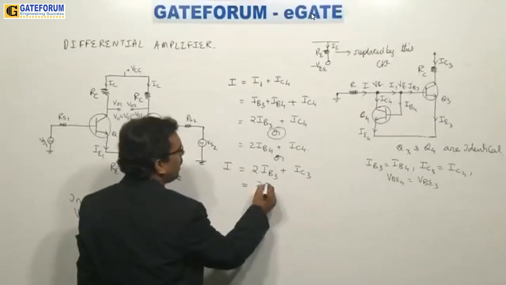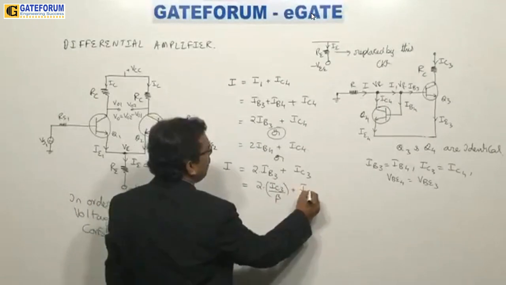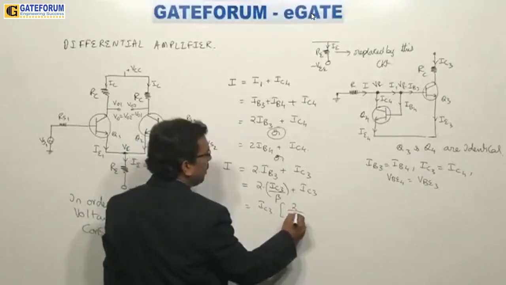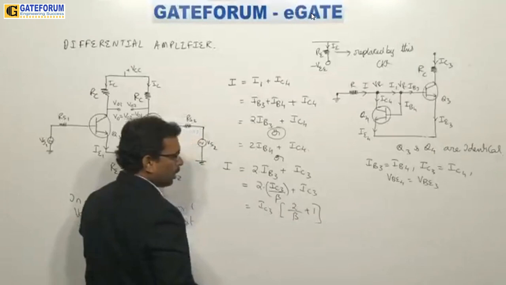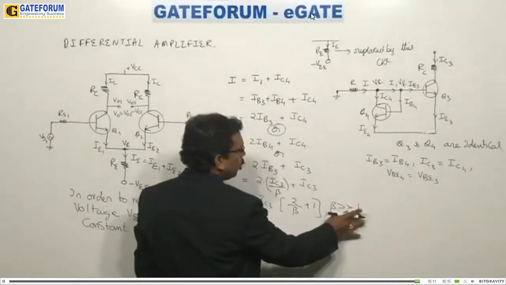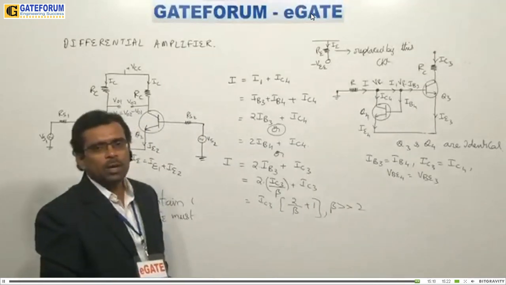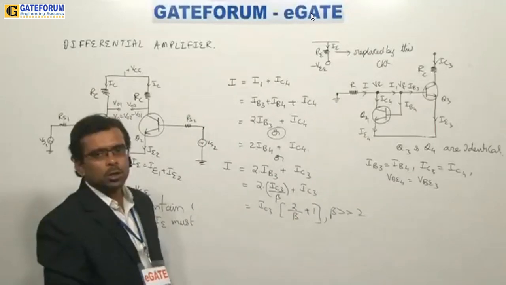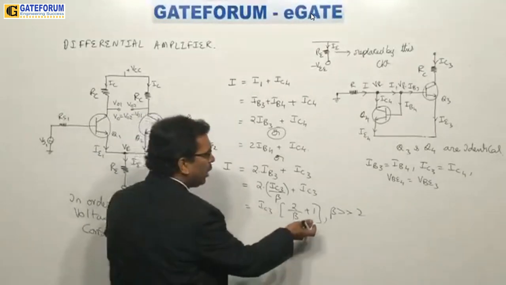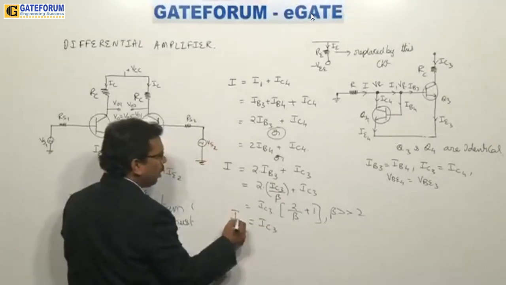Now try to see here. I is equal to, like this I try to write. Carefully see, IB3 means what? It is nothing but IC3 by beta. So IC3 plus IC3 by beta; take IC3 common, then I get here 2 by beta plus 1. Beta is much greater than 2. Beta is 50, so 2 divided by 50 is 1 by 25, which is 0.04. So 1 plus 0.04 is about 1; it is negligible, so neglect it. Hence this term is neglected, and then I get IC3.